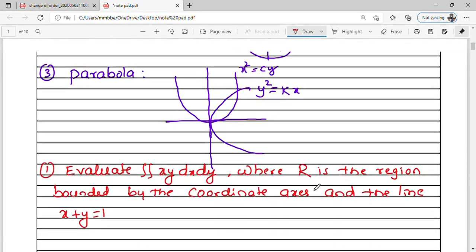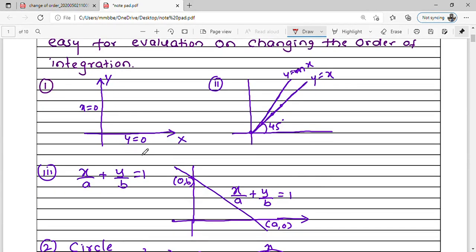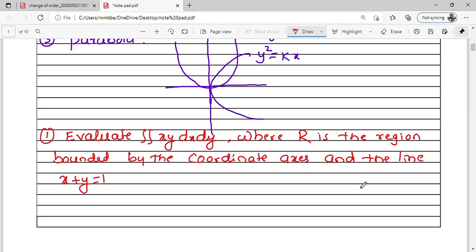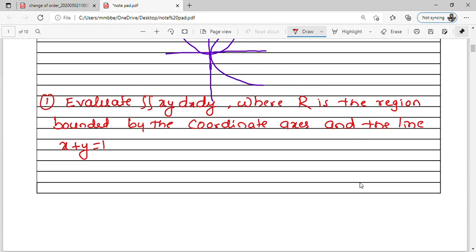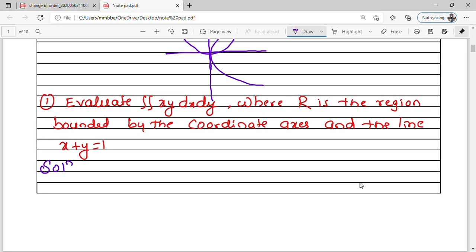So the first work is using this figure: the coordinate axis means the x-axis and y-axis, and x plus y is equal to 1. How to draw that figure? See here, this is the solution. First you have to draw a rough sketch for this figure. This is the coordinate axis, and x plus y equal to 1. Here we write it in the form x by 1 plus y by 1 is equal to 1. So the line intersects at the points (1, 0) and (0, 1).